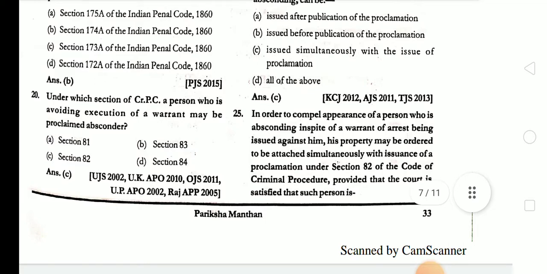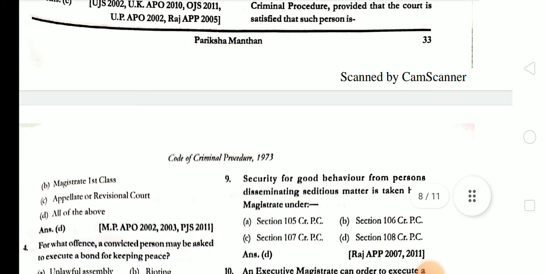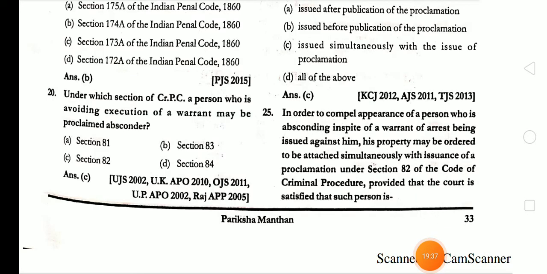Next question, in order to compel appearance of a person who is absconding in spite of a warrant of arrest being issued against him, his property may be ordered to be attached simultaneously with the issuance of a proclamation under section 82 of CRPC, provided that the court is satisfied that such person is, answer is... I'll give you the answer of this question 25 in the description and in the comment box, so please refer to the comment box for the answer of this question.